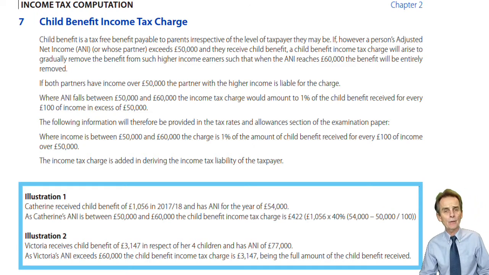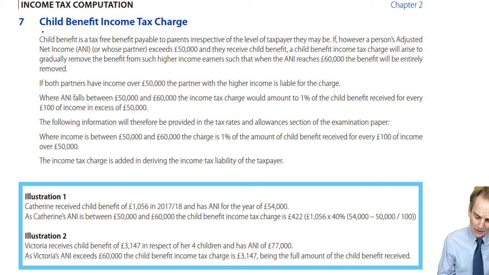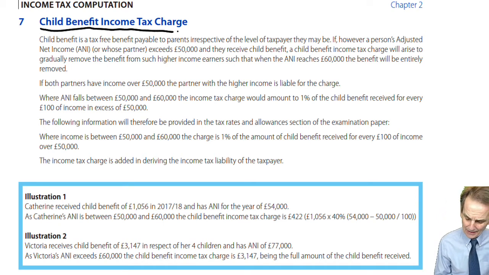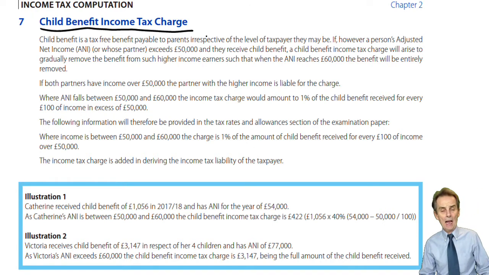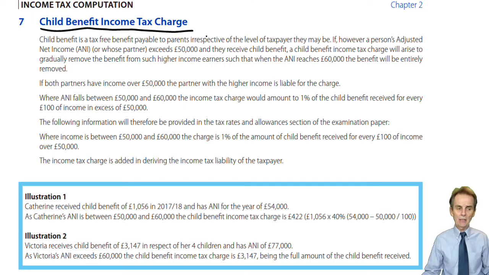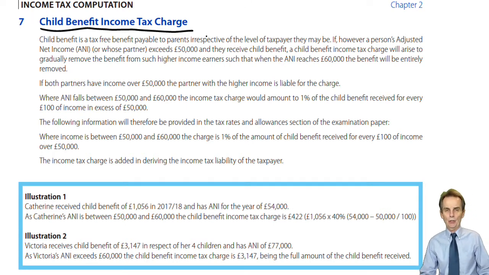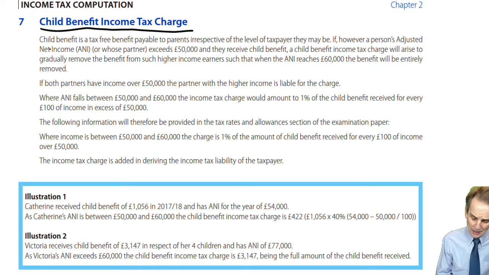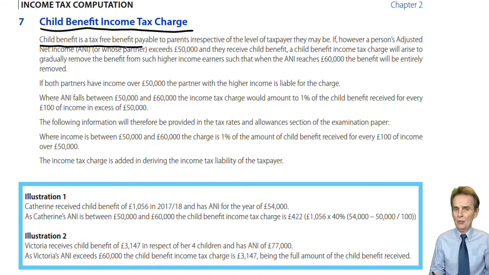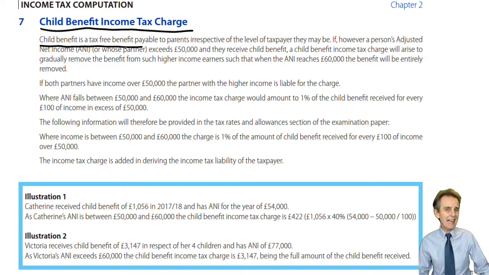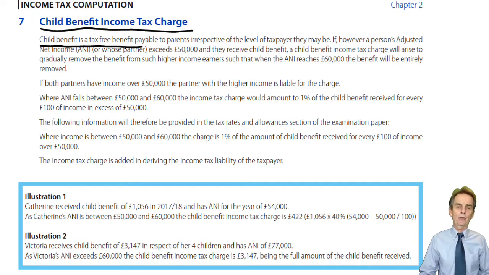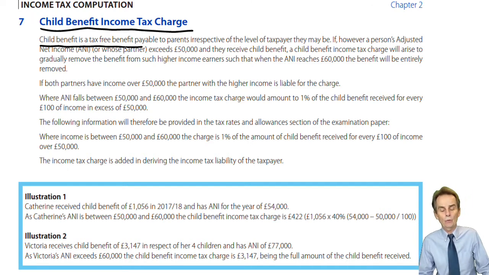First of two areas, something called, as you'll see here in your notes, the child benefit income tax charge. Now, the UK state provides various state benefits depending upon your circumstances. And one of those is a child benefit. It's a tax-free benefit that used to be universal and to an extent still is, by which we mean, irrespective of the level of taxpayer that you are able to be provided with this particular state benefit.